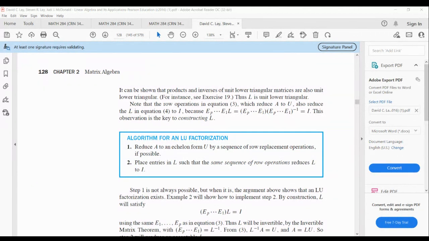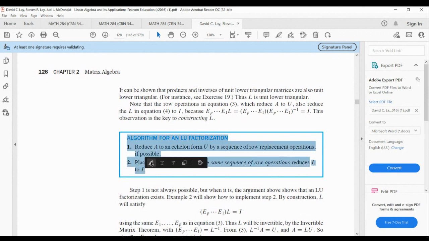And the algorithm, you can prove it using the proof on the previous page. And if we have a chance, we can look at it tonight. If not, we can maybe look at it on Monday. But it involves elementary matrices. The proof involves using elementary matrices. And here's what you need to do. You reduce A to an echelon form matrix U by row replacement operations if possible.